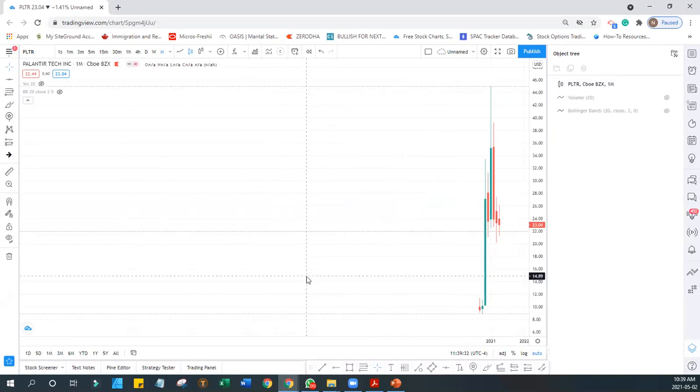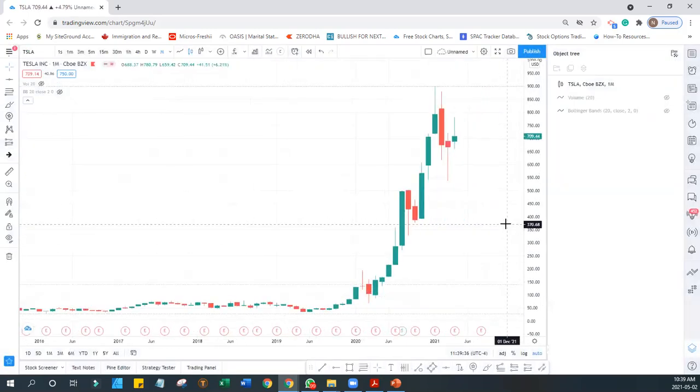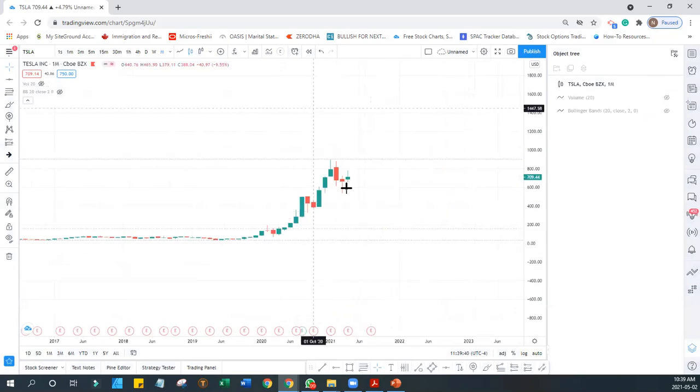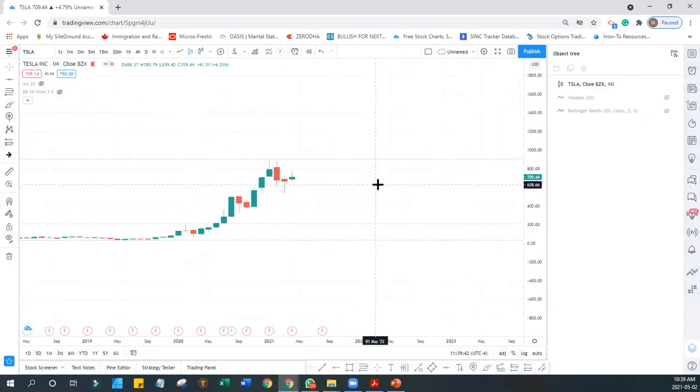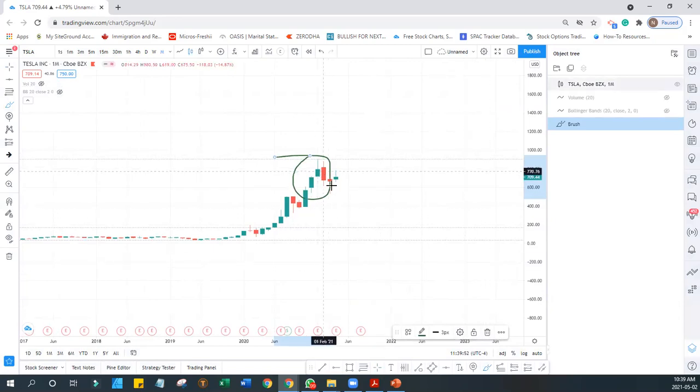So now let's say Tesla. Look at the Tesla. This is the monthly time frame. It's going, but now on a monthly time frame, what you see here is an engulfing. This is kind of an engulfing, this coming.